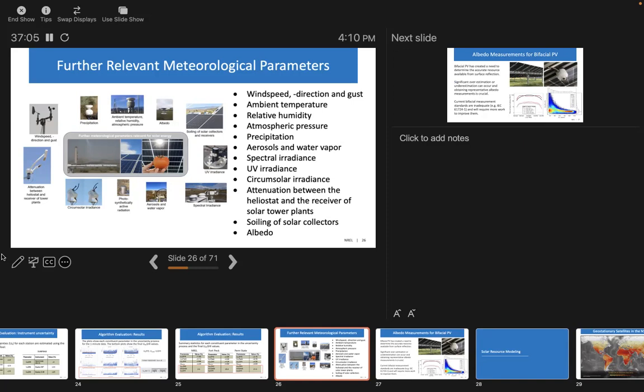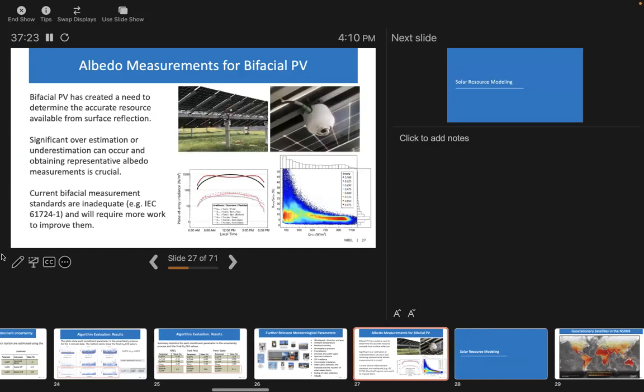There's aerosols. Aerosols are a big challenge. Soiling is a big thing now. So UV irradiance, we're working on UV, but we have built models which can convert global to UV. So all of this is necessary to ultimately do good PV system work.